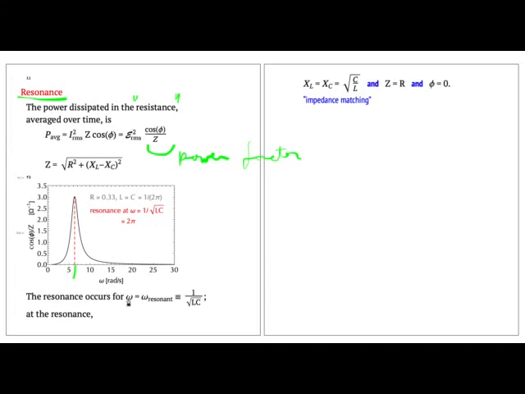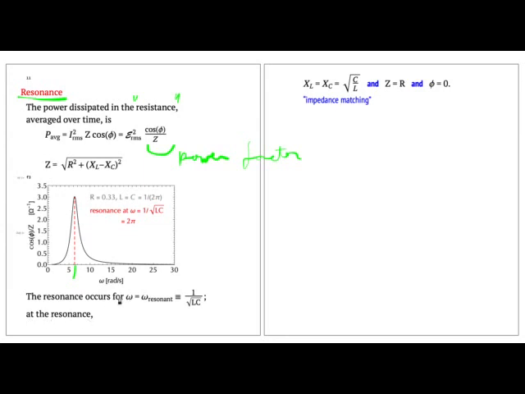So the resonance occurs for omega equals special value of omega, call it omega sub resonant, 1 over the square root of LC. And that's sort of a desirable circuit, because it means that you're transferring the maximum amount of power from the generator, which is really the origin of the power, to the resistor, which is sort of the load. So you're transferring the maximum energy to the load.